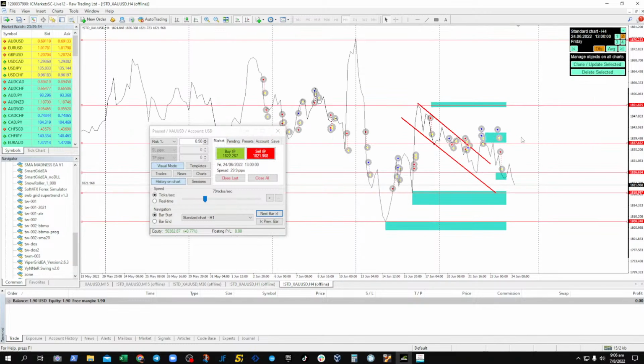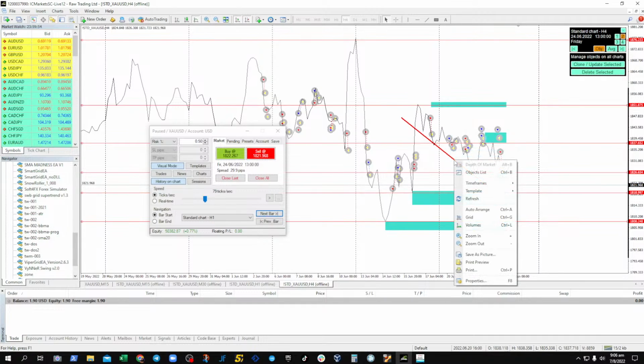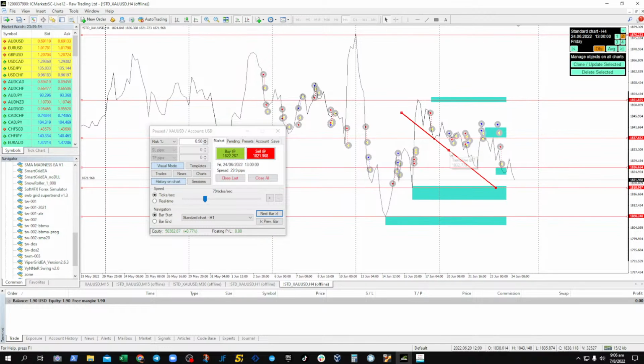So as you can see here, it goes up, then it does not make a continuation to go up. So this bull flag has failed. However, price might retest this SNR level first before it goes up.